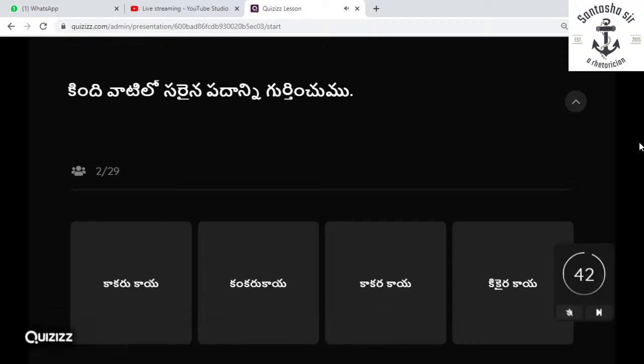Kindi vaatilo saraina padanni gurtinchumu. So pick up the right spelling from the given 4 options, and I shall give you the top 3 scores, top 3 positions after this question. Last 5 seconds to pick up the right choice for this question.